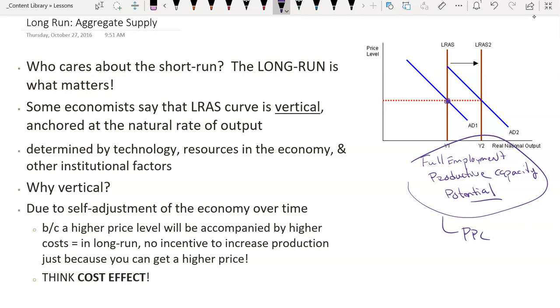So it is vertical because the economy self-adjusts. As a higher price level is going to be accompanied with higher production costs, in the long run there's no incentive to increase production just because you get a higher price, because the output isn't going to increase. Your return on investment isn't going to increase because the cost pressures are too high.